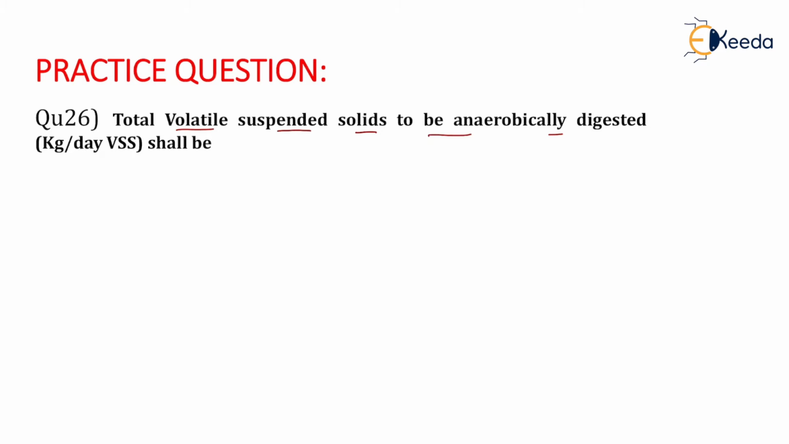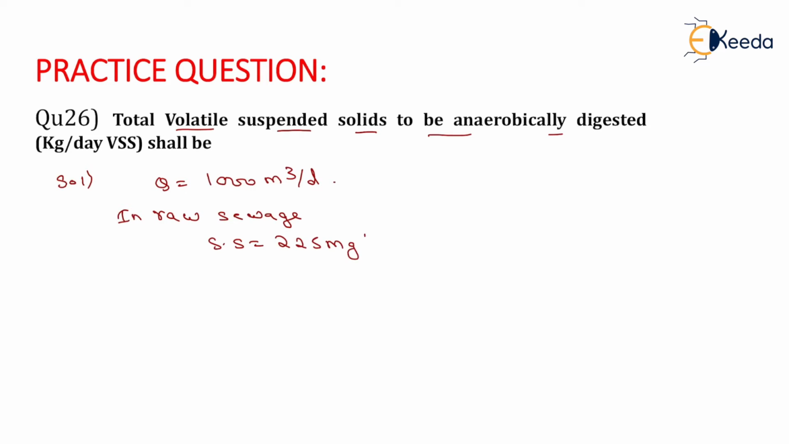day. Firstly, we write the discharge which is given in the question, equal to 1000 meter cube per day. Now in raw sewage, what will be the suspended solid? It will be equal to 225 milligram per liter, which is already given, but out of which 70% are volatile. So if you want to compute the volatile suspended solid, we need to find 70% of this 225 milligram per liter.